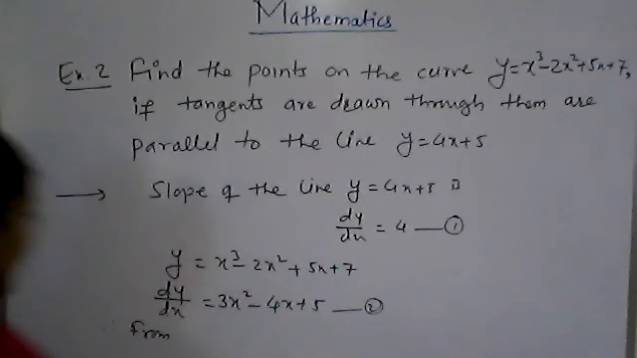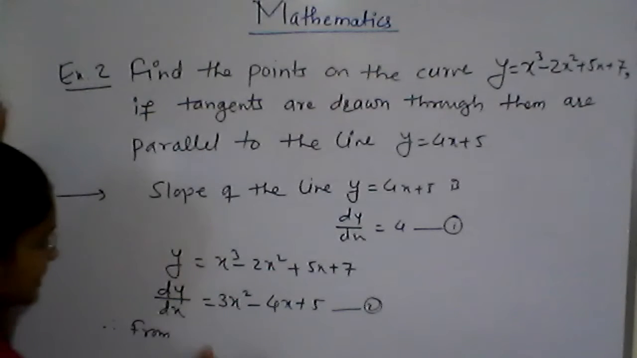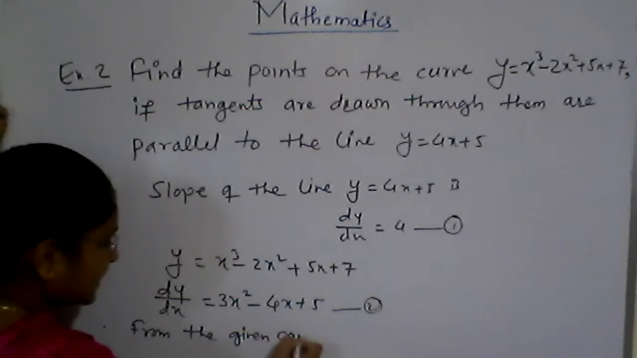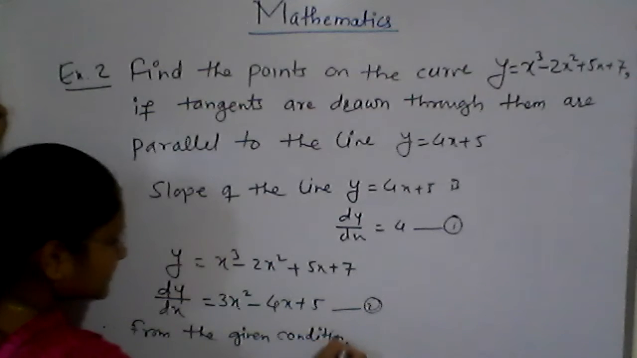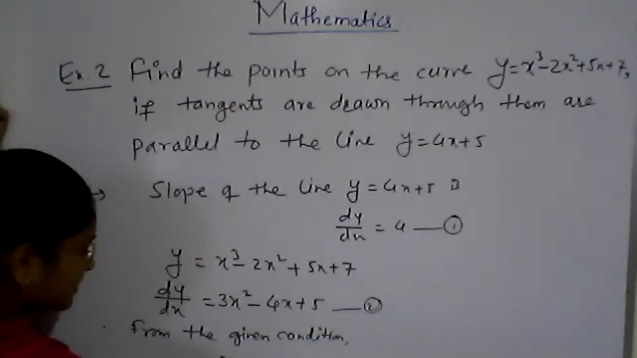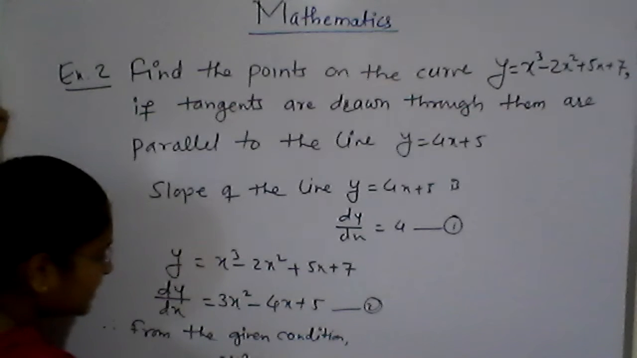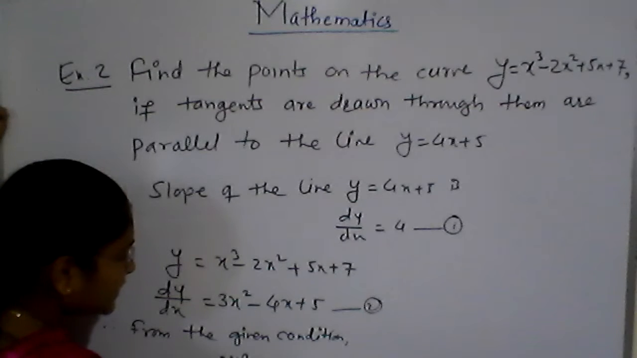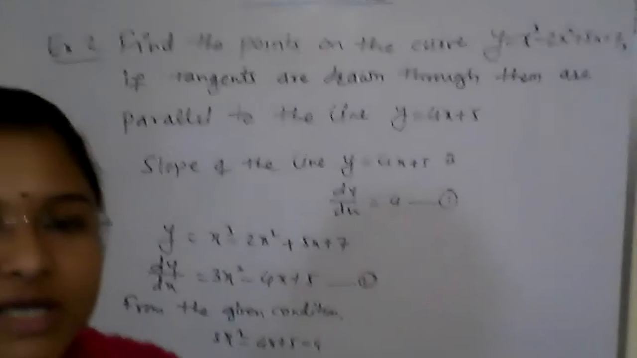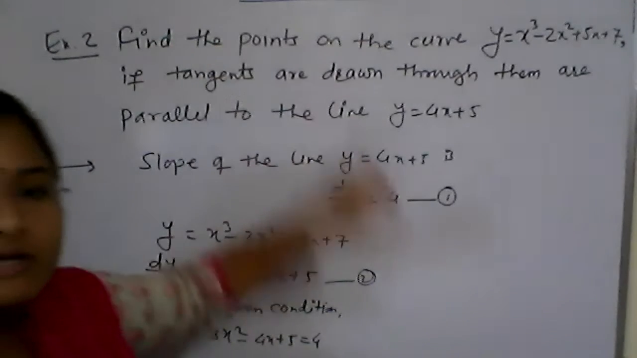So here, from the given condition, it will be therefore, from the given condition directly we should write 3x square minus 4x plus 5 equals to 4. How have we written this? See, in the question, what to find? We have to find the points on the given curve.